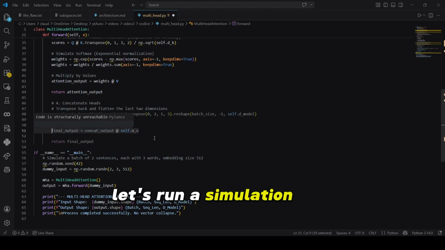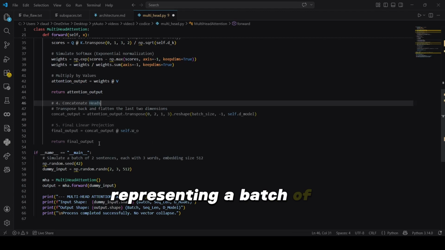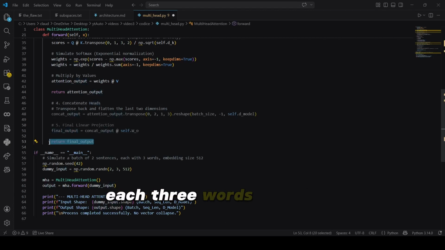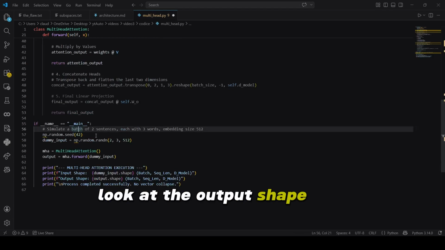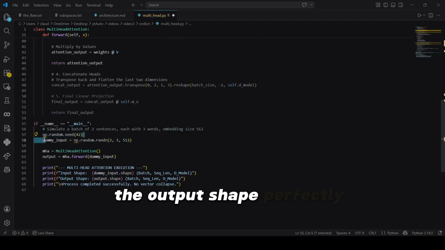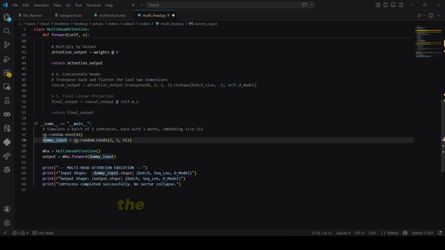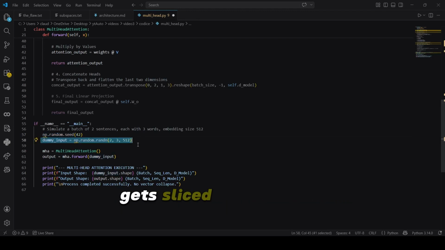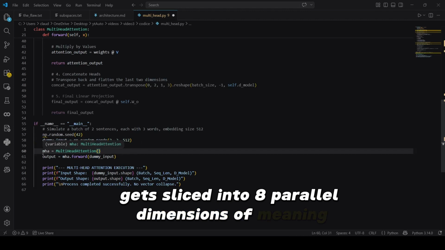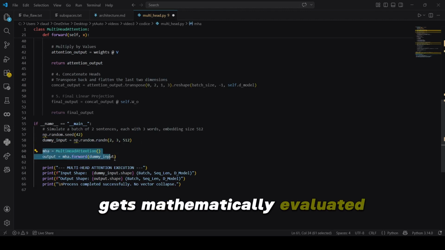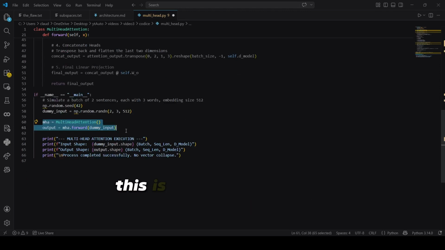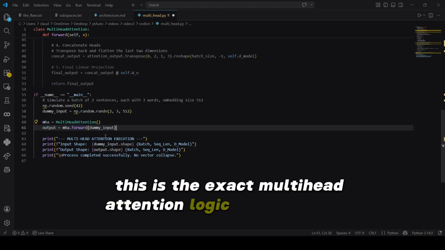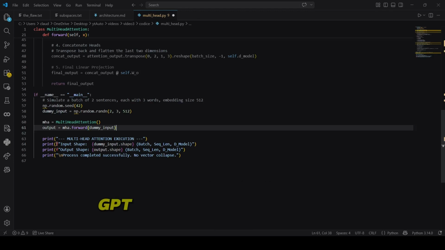Let's run a simulation in the terminal. We will feed the class a dummy input representing a batch of 2 sentences, each 3 words long, with a dimension of 512. Look at the output shape in the console. The output shape perfectly matches the input shape. The tensor enters the layer, gets sliced into 8 parallel dimensions of meaning, gets mathematically evaluated, stitched back together, and exits ready for the next block. This is the exact multi-head attention logic running inside GPT right now.